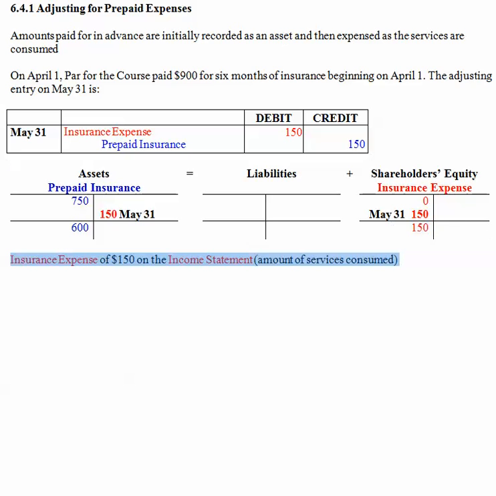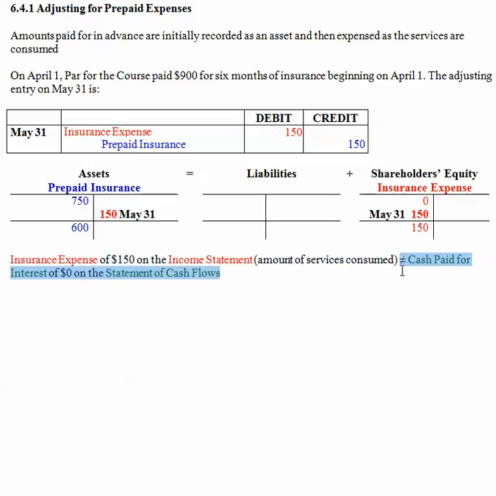So as we have seen before, this will tell us how much was used. It tells us nothing about what was paid. In fact, there will be nothing on the statement of cash flows. If I had shown you the cash account here, you'd see no credit to cash in the month of May because that credit to cash for 900 was booked back in April.